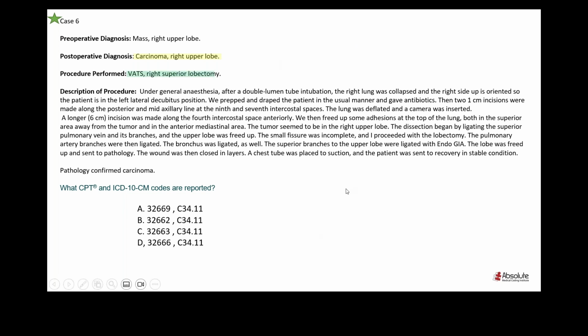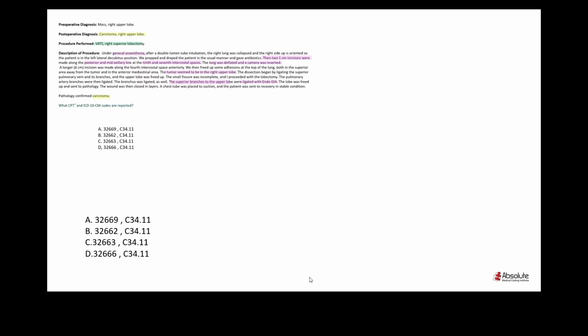The procedure performed is VATS, right superior lobectomy. General anesthesia was given. A 1 centimeter incision was performed posterior and mid-axillary, ninth and 7th intercostal space. The lung was deflated and a camera was inserted. Dissection began and the upper lobe was freed. The small fissure was incomplete, and I proceeded with lobectomy. Superior branches of the upper lobe were ligated with endo-GIA. Pathology confirmed carcinoma.